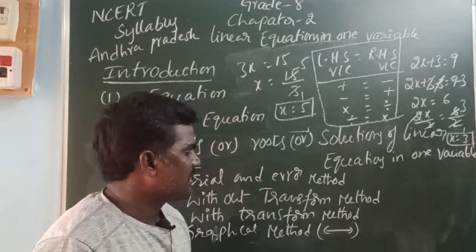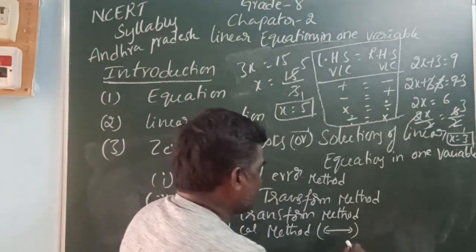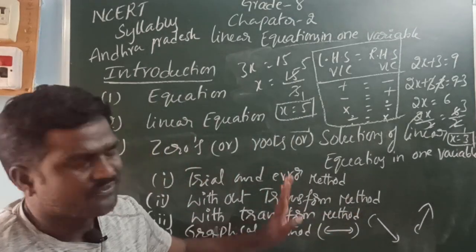In the graphical method, the shape of a linear equation in one variable is a straight line. So this way or this way, in any way you can get it in the graphical method.